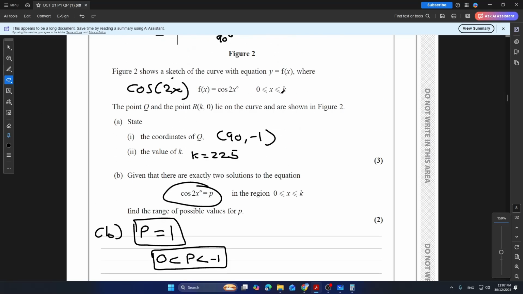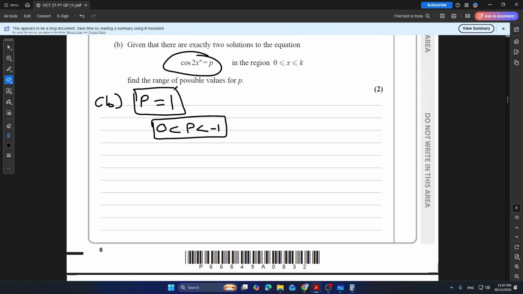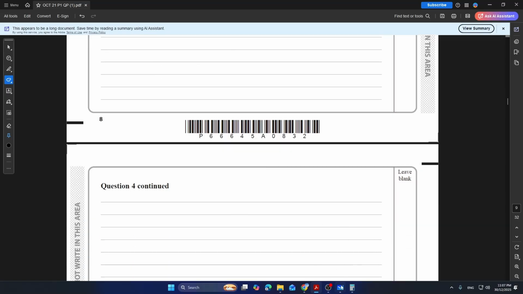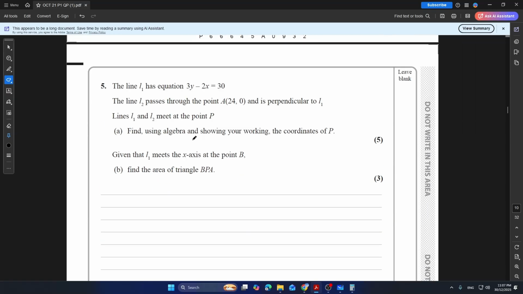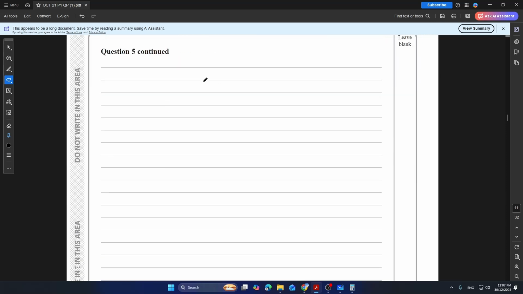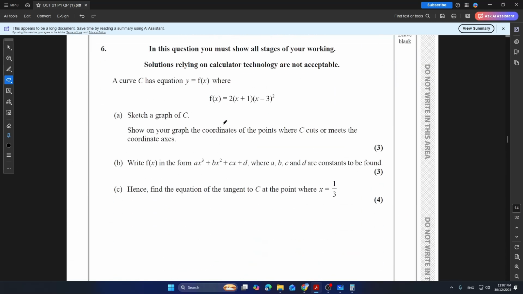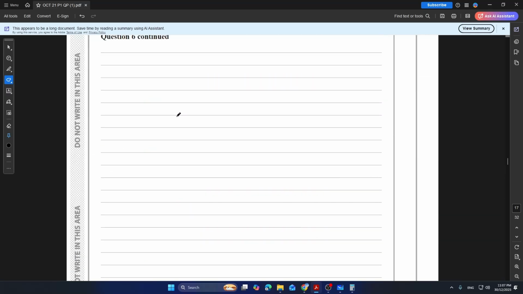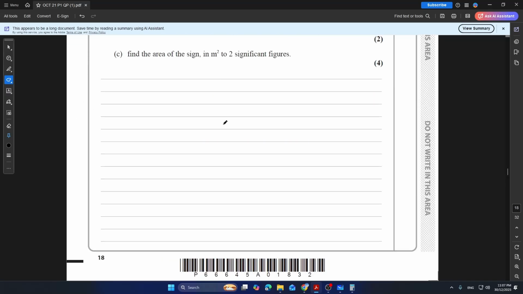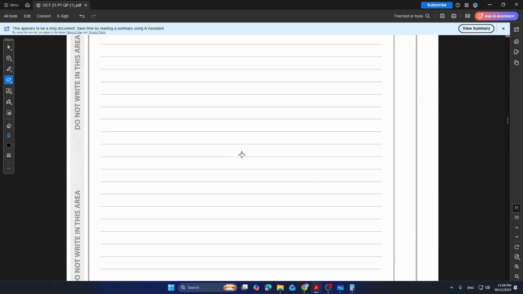Now, this is the trigonometric graph part completely over. Hope it is easy. Now we have the next question. These are lines. Question on lines. Then we have what else? 6, 7. It's trigonometry. Okay, fine. Let's continue this paper.